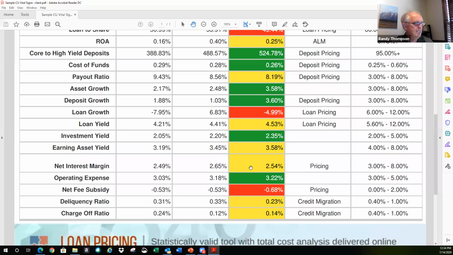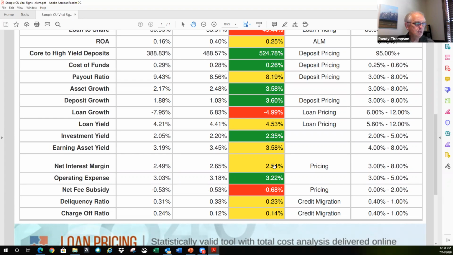So here what we're saying is our net interest margin, or net interest income, which is total interest income minus interest expense divided by assets, so that we can compare these two. We divide it by assets, turn it into a ratio. We're earning 2.54% of assets, 2.54, but we're spending 3.22. Now, this credit union's operating expenses are in the healthy range. They're not more expensive than you would think they should be, but they're just not earning enough.